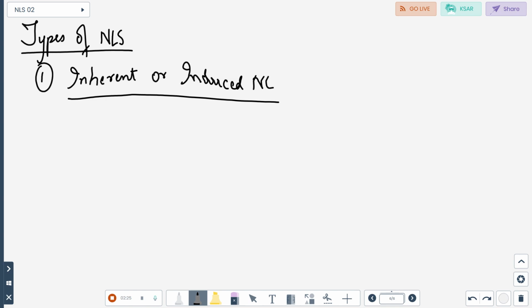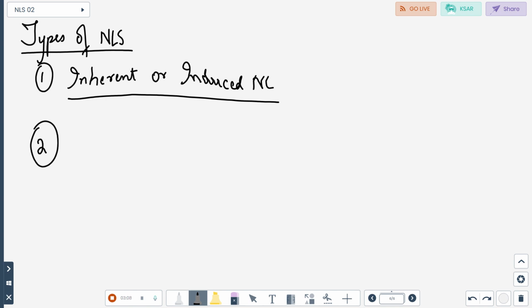In the case of inherent nonlinearities, you have, for example, saturation, you have hysteresis, and so on. For induced nonlinearities, you have something like a relay. A relay is not a naturally occurring system, but it is something that has been designed specifically to make sure a system trips, a relay operation. So you have different types of nonlinearities, and one of the classifications of nonlinearities is as inherent or induced nonlinearity.